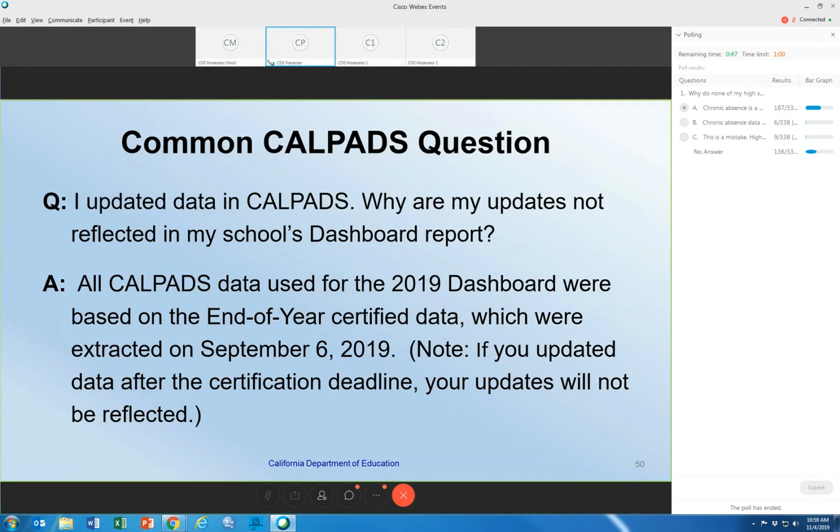Also, if you by chance certified your data and then updated it without decertifying and recertifying, it won't be counted because we're pulling certified data. So if you certified your data, you can update it before the end of the amendment window, but you must decertify first and then recertify your data.